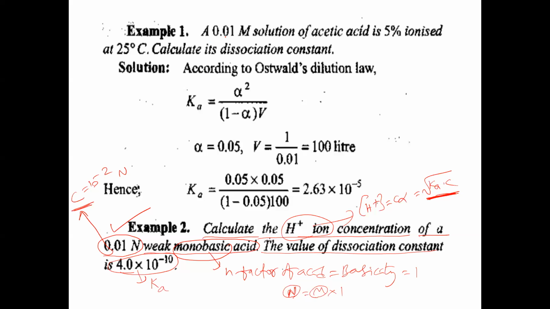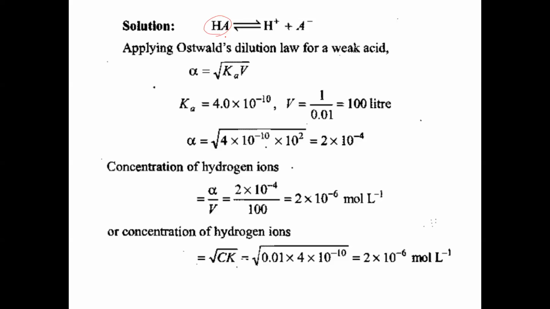Suppose the weak acid HA is dissociated into H plus and A minus. Applying Ostwald's dilution law for a weak acid, alpha is equal to under root Ka into C. Alpha is under root Ka by C, that is equal to under root Ka into V, since 1 by C is V. Otherwise, directly we can take under root Ka by C here.